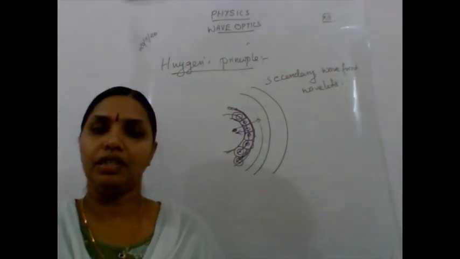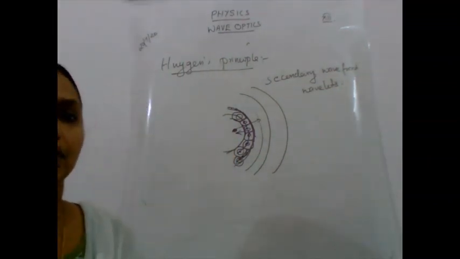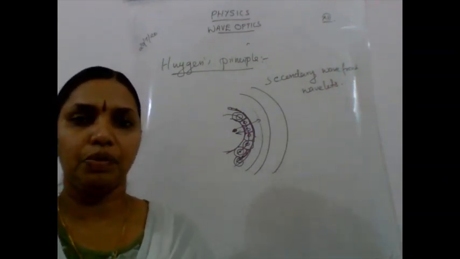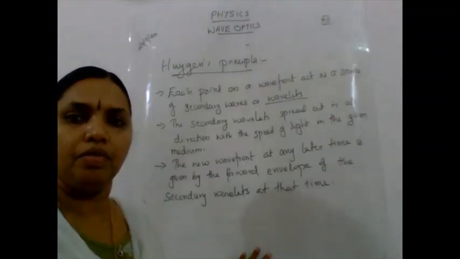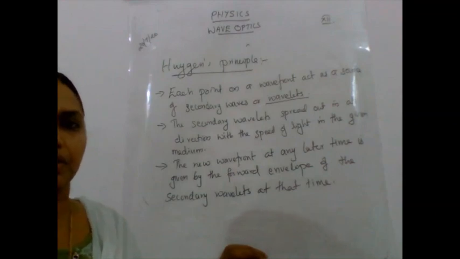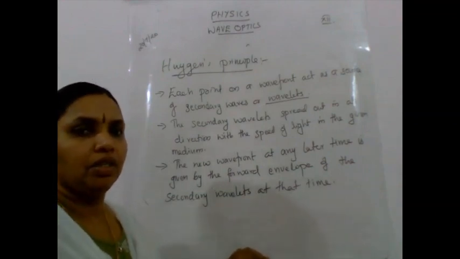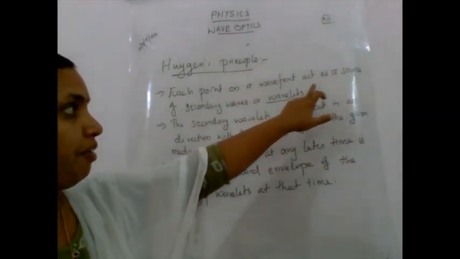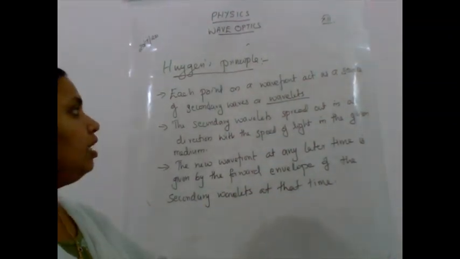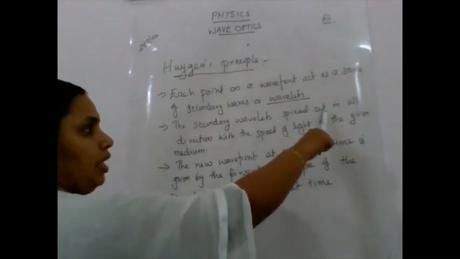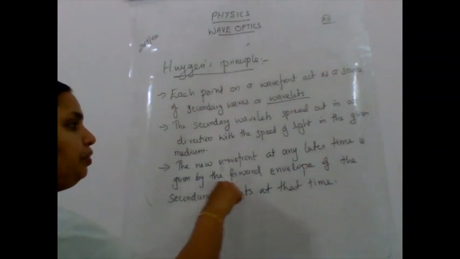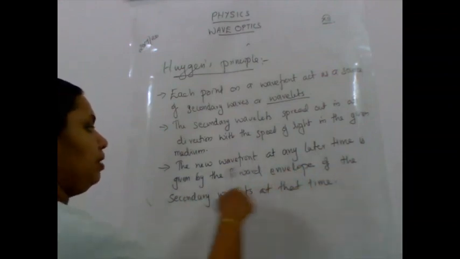All the discussion comes on the basis of this Huygens principle. So what is Huygens principle? These are the statements of Huygens principle. So write down the next question: state Huygens principle. Each point on a wavefront acts as a source of secondary waves or wavelets. The secondary wavelets spread out in all directions with the speed of light in the given medium. And the new wavefront at any later time is given by the forward envelope.